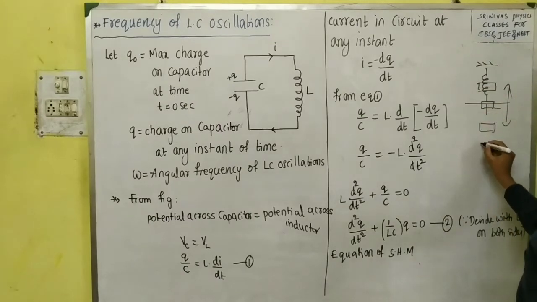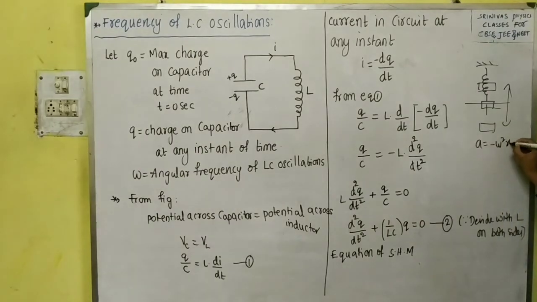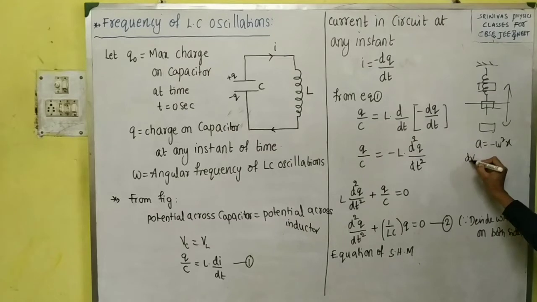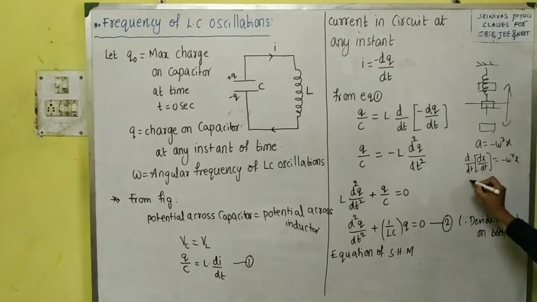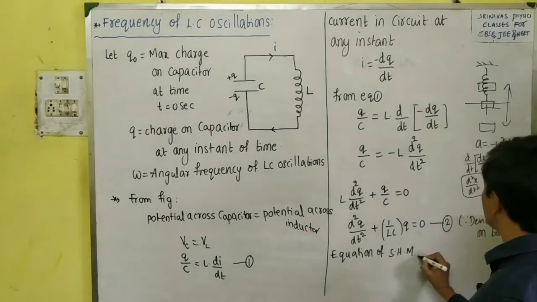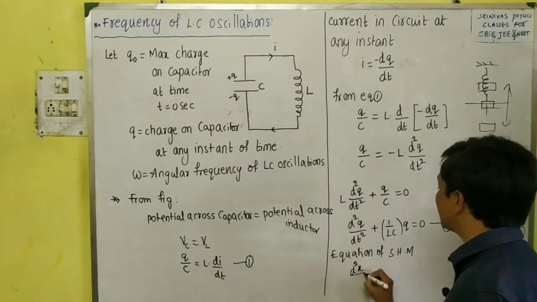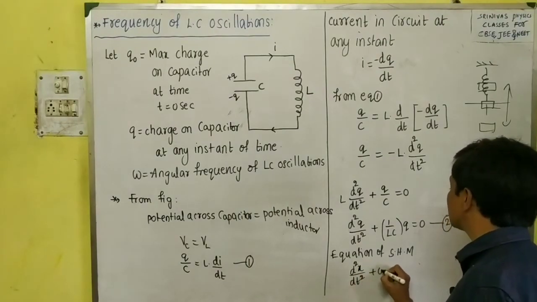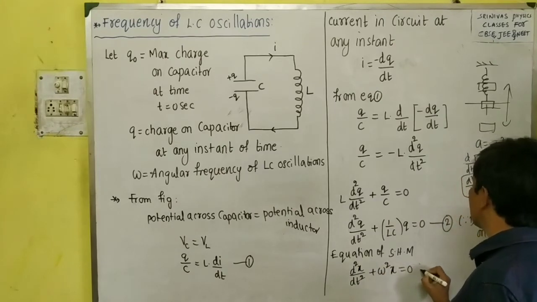Then its general equation is a equal to minus omega square x. Here a is acceleration, the rate of change of velocity, and velocity is the rate of change of displacement, dx by dt. So differentiating displacement once gives velocity and differentiating again gives acceleration, that is equal to minus omega square x. If you simplify this, d square x by dt square plus omega square x equal to 0. This is the equation of SHM, right?